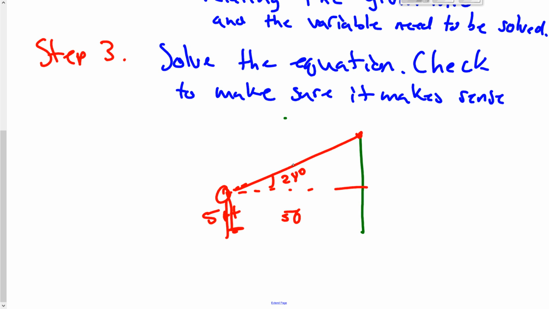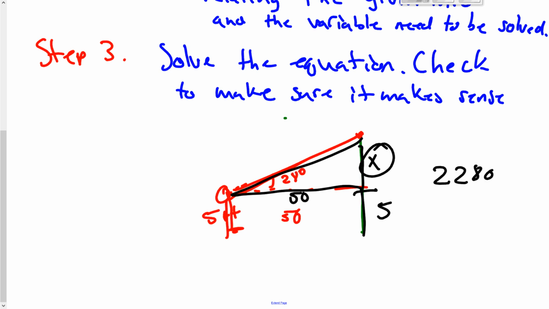First, I have a triangle here, so I would use my trig formula that gives adjacent, and I'm trying to find the opposite. So I'd find this x, assign my variables, solve for that, but then I need to add this distance, which is 5 feet. If I got like 2,280 as my answer, and this was 50 feet away, that probably doesn't make sense, so somewhere I probably went wrong. So make sure you check it, make sure it makes sense.